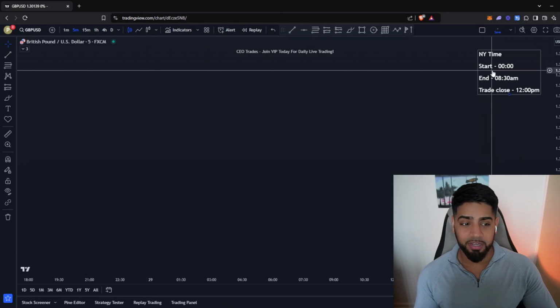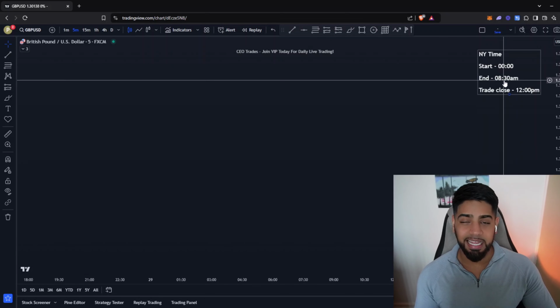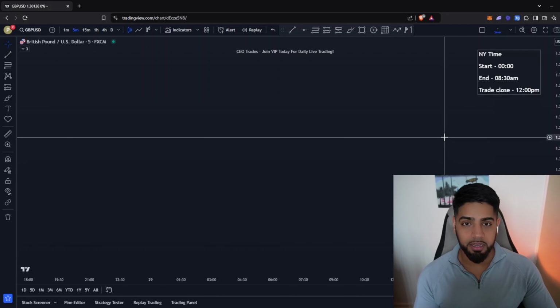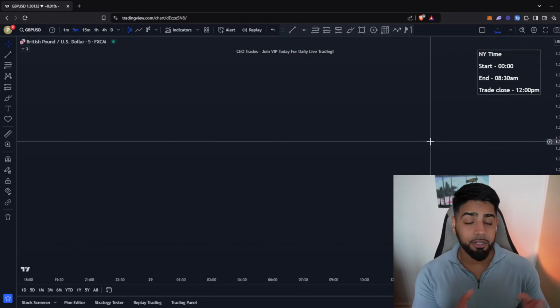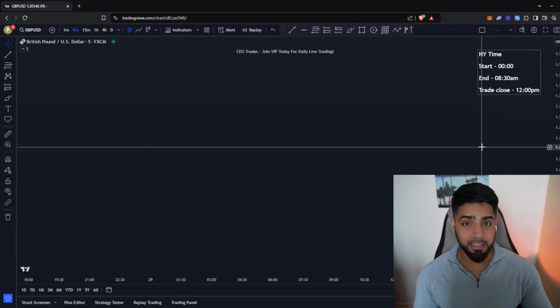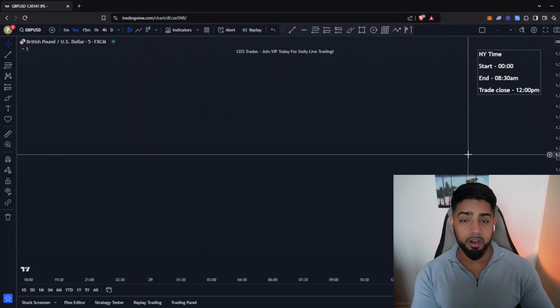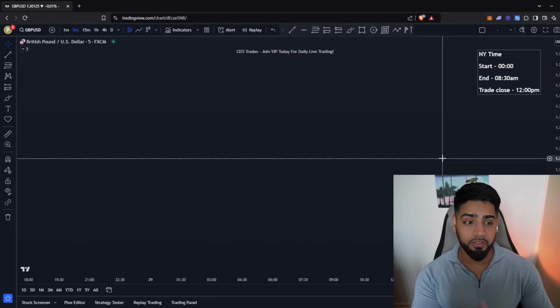We're going to trade this strategy between midnight and 8:30 a.m. New York time. Now I'm from the UK and New York time is 4 hours behind us. That means if it's a midnight start, I'm going to be marking up from 4 a.m. in the morning. If it ends at 8:30, that means I'm going to be marking up 4 hours ahead of this time. So for me, it'll be 4 a.m. and it'll be 12:30 a.m.